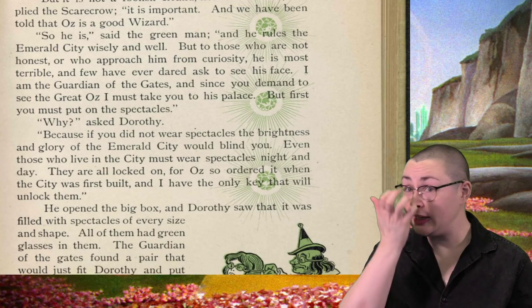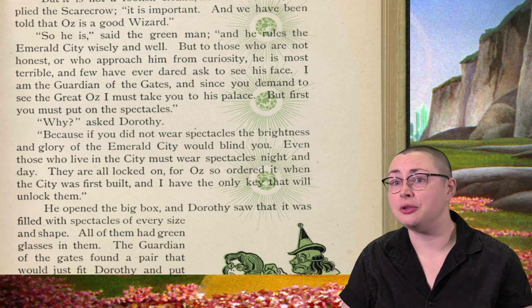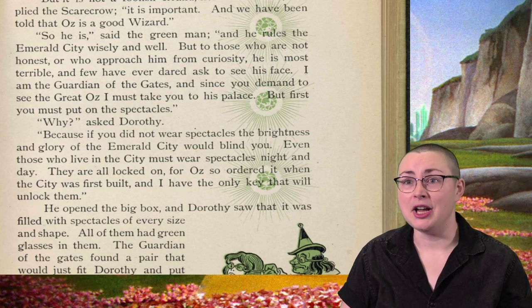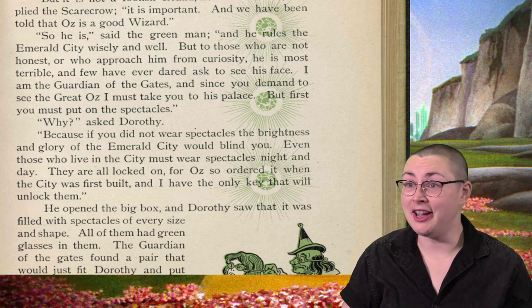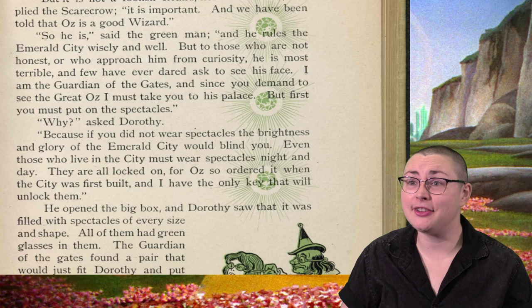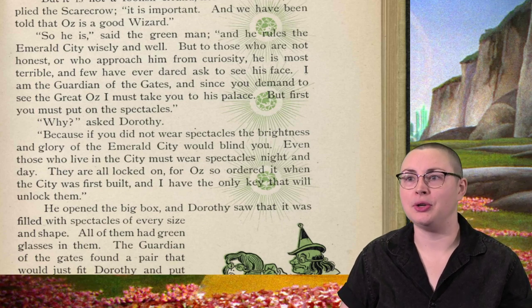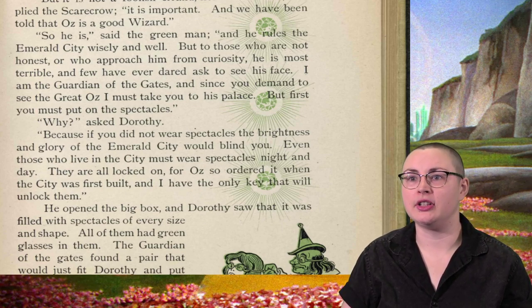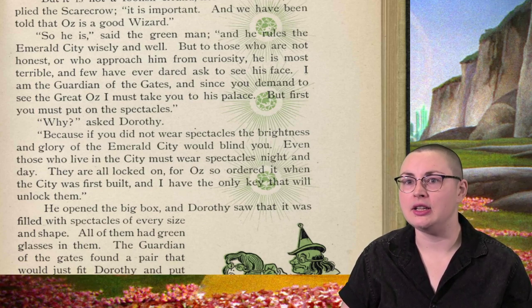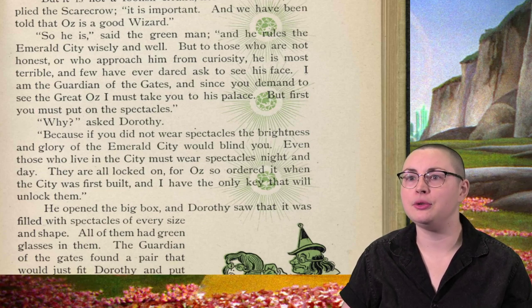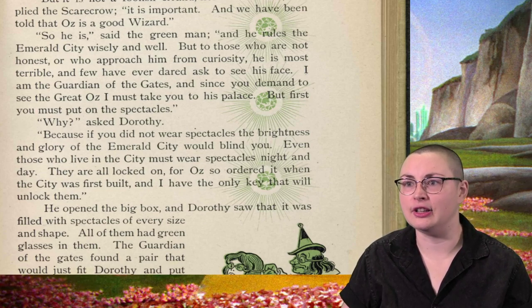"But it is not a foolish errand, nor an idle one," replied the Scarecrow. "It is important, and we have been told that Oz is a good wizard." "So he is," said the Green Man, "and he rules the Emerald City wisely and well. But to those who are not honest, or who approach him from curiosity, he is most terrible, and few have ever dared ask to see his face."